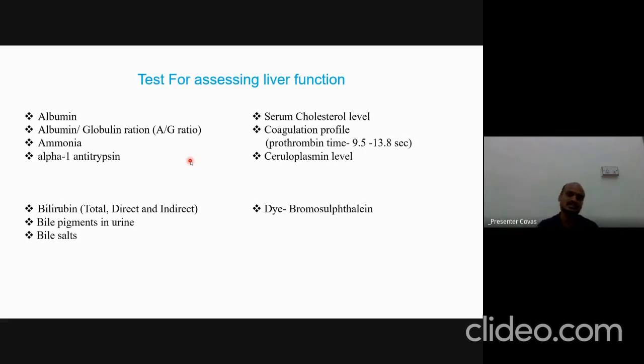So the next one is the ceruloplasmin level. This level decreases in the case of Wilson disease, where copper toxicity is present, and this level can be checked as a liver function test.